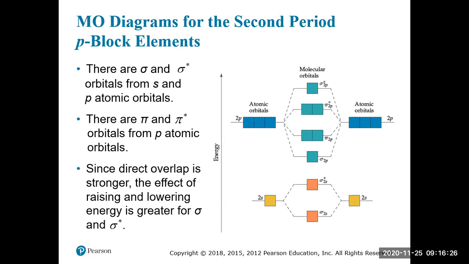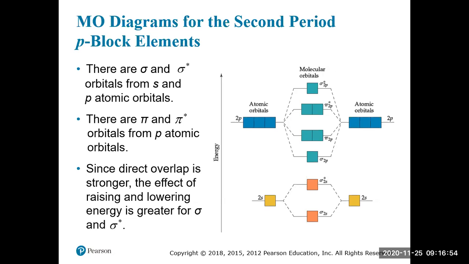So we would have, we're not going to draw the 1s electrons because we talked before about those core electrons really don't factor into things. So we would start by drawing our 2s electrons. We'd have 2s on the left from the atom, 2s on the right. For our molecular diagram, we would have the bonding and anti-bonding orbitals associated with those 2s orbitals.